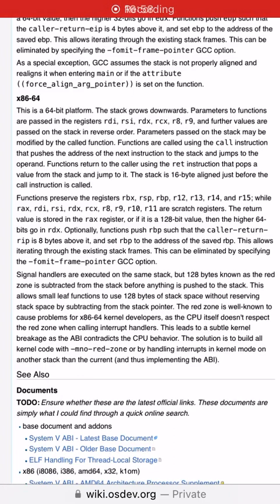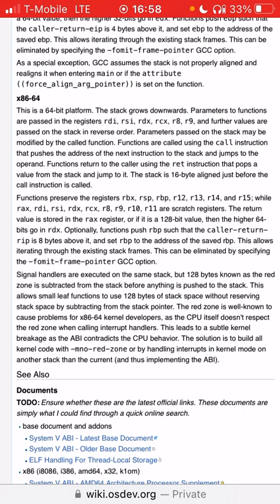System V ABI, x86-64. This is a 64-bit platform. The stack grows downwards. Parameters to functions are passed in the registers RDI, RSI, RDX, RCX, R8, R9, and further values are passed on the stack in reverse order.